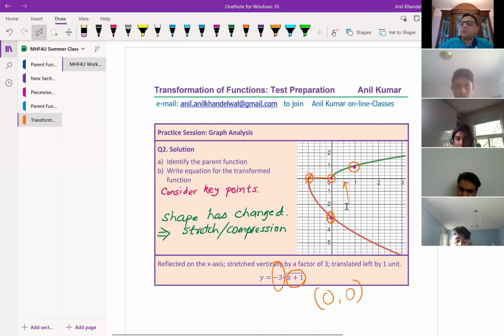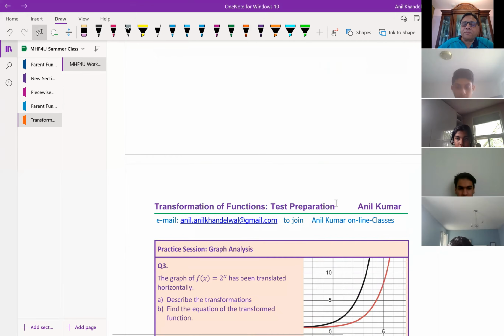Now, you should also, when you go through this video once again, write down the domain and range of the transformed function. Is that clear to you? So that will give you more practice. Domain and range of the transformed function.